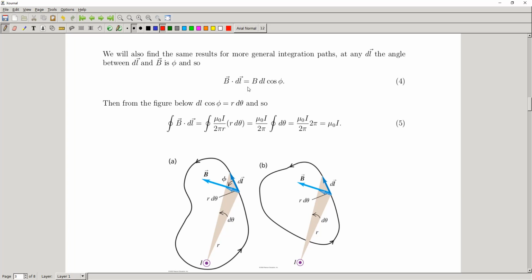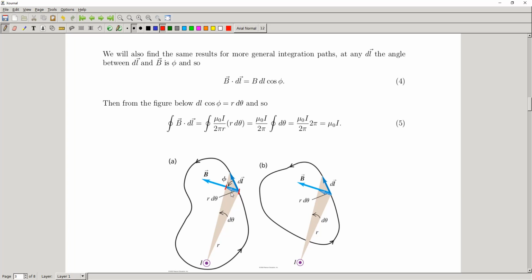If we look at the diagram, the angle between B and dl is always going to be phi here. You can see it here. It's going to be the same idea over here, okay? So our B dot dl is always going to be B dl cos theta. Looking at diagram A again, our dl cos theta is just this little part here, because we're basically projecting dl onto B, so just this very small part corresponds to the length of dl cos theta.